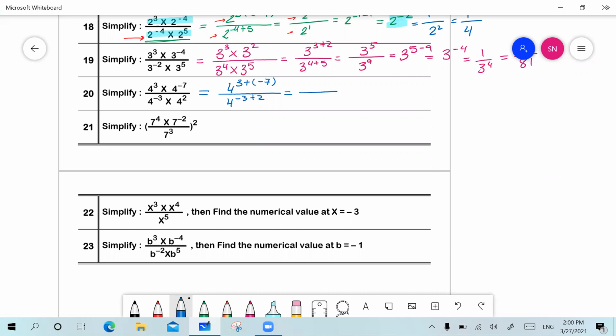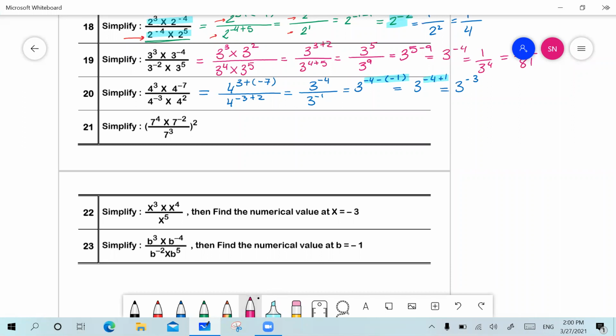Okay, so this is equal to 4 to the power of negative 4 over 4 to the power of negative 1. And then it will be 4 to the power of negative 4 minus negative 1, so this is equal to 4 to the power of negative 4 plus 1, which is negative 3. If you get confused with the negatives and positives, do it on the calculator from the start. Type negative 4 minus negative 1 and it will give you negative 3 right away.